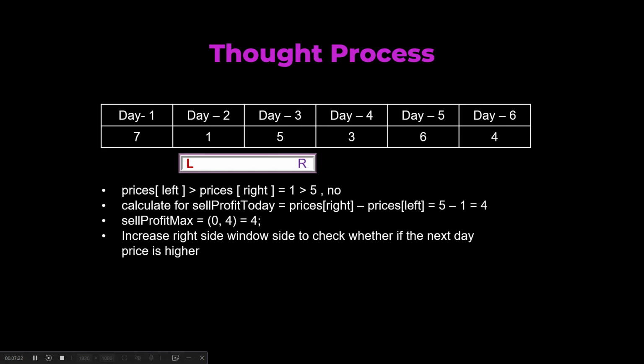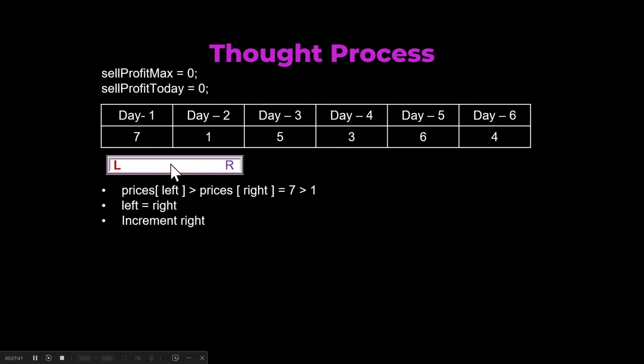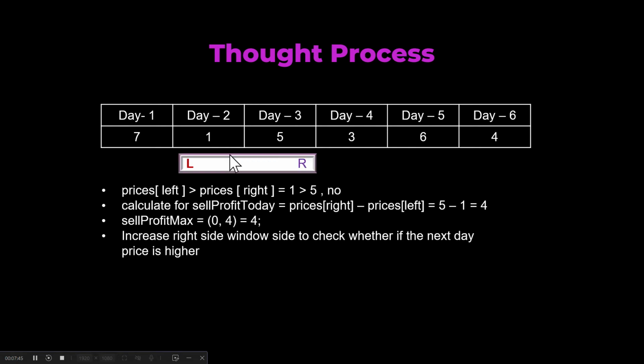So we have to check sell profit today. We subtract prices right minus prices left. When we subtract, the value is 4. So now we've got 4, which is the current profit, and we have to compare it with the max profit. Previously, we had the max profit as 0. Here we know that the profit is 4, so we compare these two and select the maximum value, which is 4.